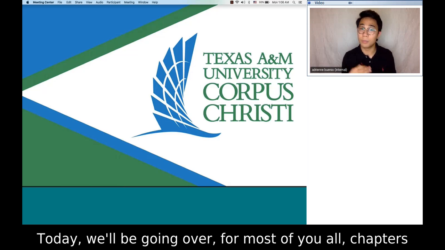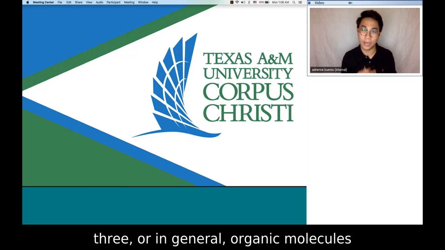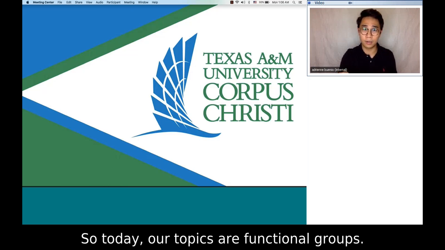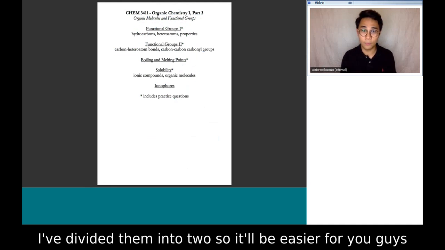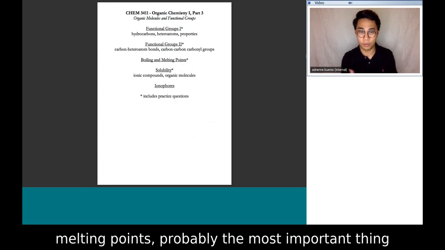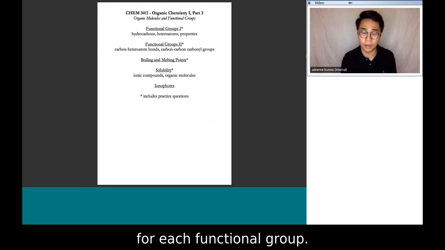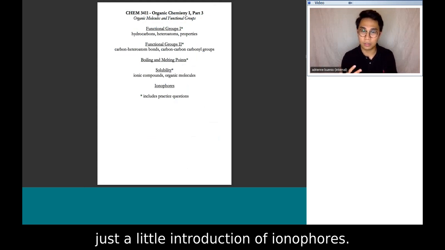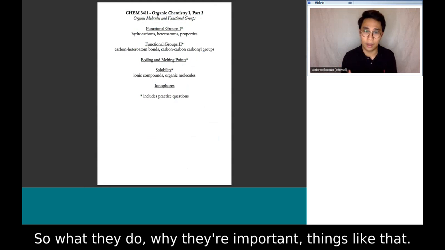Today we'll be going over, for most of y'all, Chapter 3, or in general, organic molecules and functional groups. So today our topics are functional groups. I've divided them into two, so it'll be easier for you guys to navigate. And then after that, physical properties, boiling points, melting points, probably the most important thing for each functional group, right? And then solubility, again, a physical property, and then just a little introduction of ionophores, so what they do, why they're important, things like that. Okay, so let's get started with the functional groups.